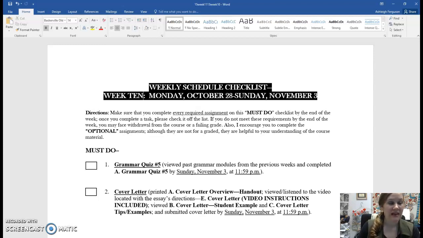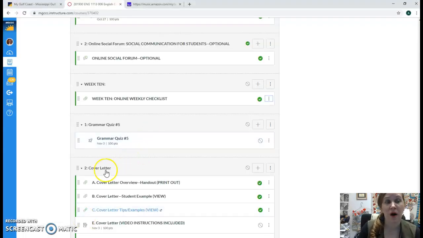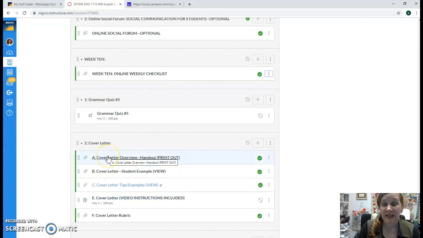You're going to notice on Canvas, there's a module on the cover letter. Please print out the handout as well as looking at the student example. And I do have another resource of cover letter tips and examples. And don't forget to watch the instructional video. I go through the cover letter in detail in that video. Also, you have the rubric so you can see how I'm going to grade this assignment.